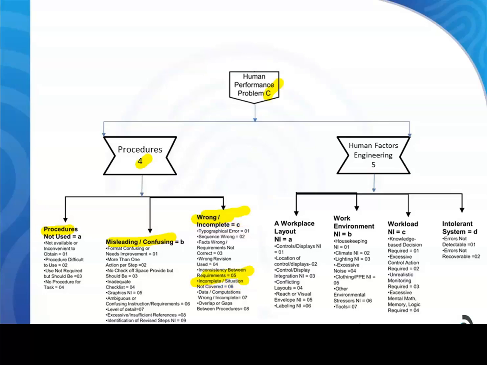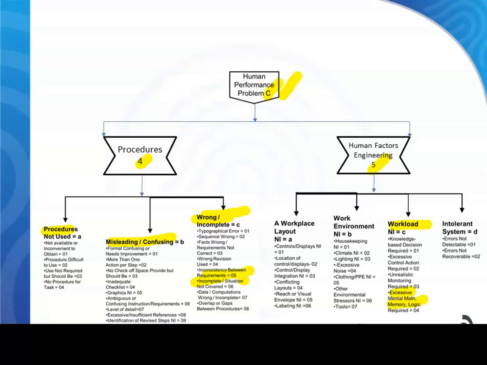And then you say, well, no, basically, there was a calculation error because it was really a rounding situation. It was very difficult. Well, then in that case, it will be human performance, which is C. Then five, which is human factors engineering, workload, which is another C, and excessive mental math, memory, logic required. If that's the case, I'm just giving you an example.